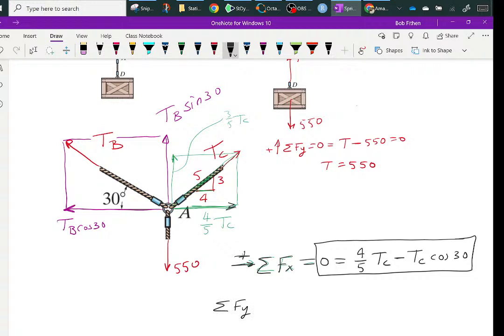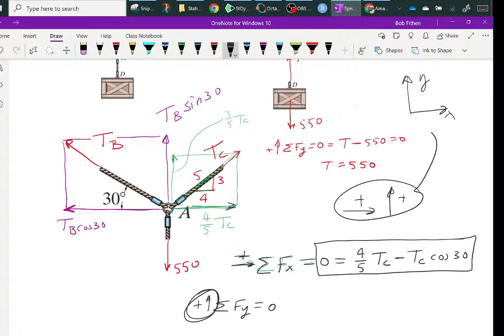So I need the sum of the forces in the Y equals 0. I've decided that's going to be positive, and generally I do that. I always make this positive and this positive, just because I'm so used to a coordinate system looking like this that to me that makes sense. So I really don't think too much about that. I just go with it. Yeah, you're right.